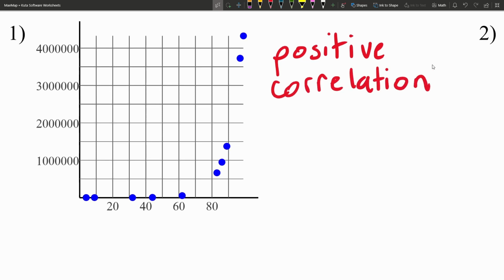Now we know it's a positive correlation, and since it is a correlation, we need to identify whether it's linear or nonlinear. As we move to the right, do those points appear to form a line? No, it is more of a curve. If you were to trace the points, you can see that it's similar to a curve. Therefore, this positive correlation is nonlinear. Let's move on to number 2.